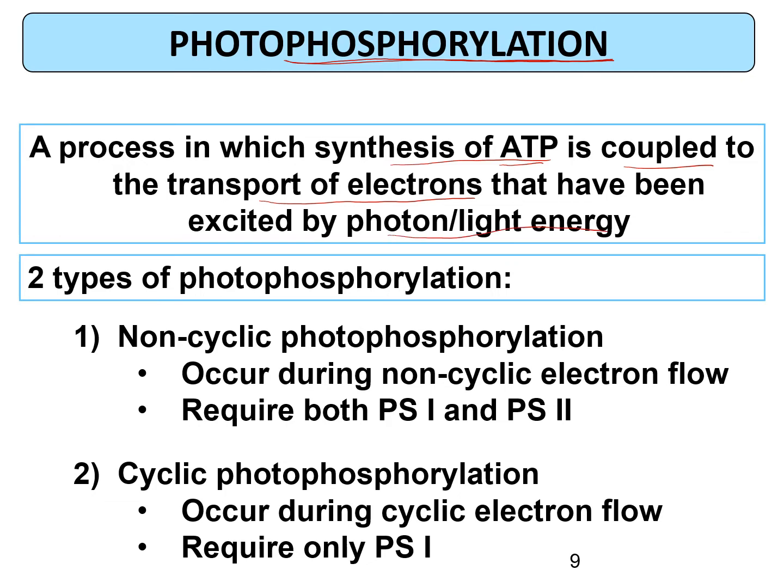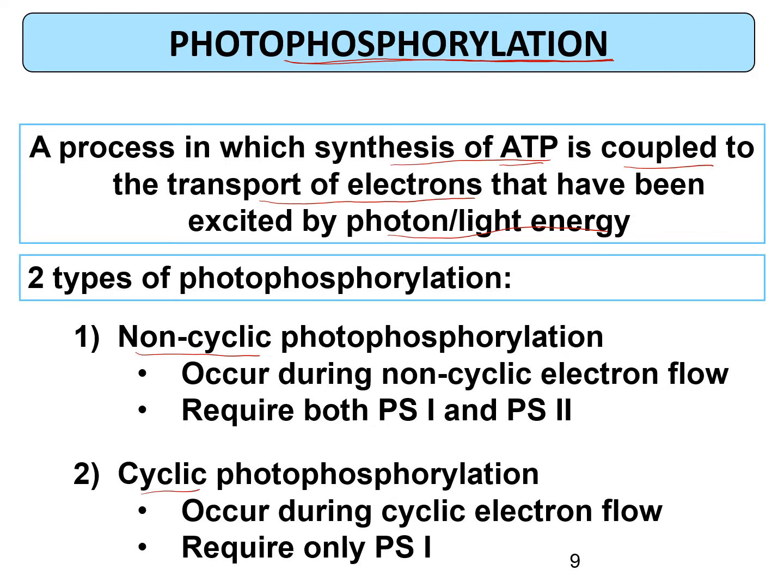The electron that is excited comes from the reaction center, the electron from the primary pigment. There are two types of photophosphorylation: non-cyclic and cyclic photophosphorylation.